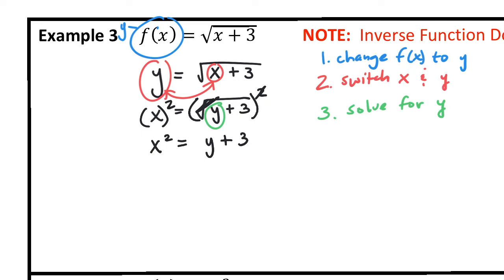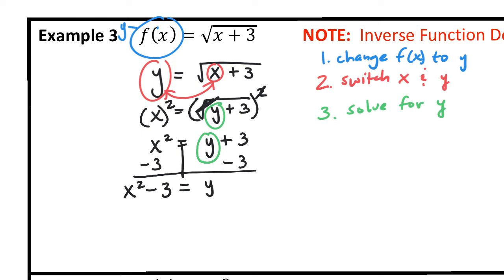And so we still need to solve for y. So the opposite of adding is subtracting. So we're going to subtract 3 on both sides. You can't subtract x squared with minus 3, so we're just going to keep them. We're going to copy them and keep them separated. And so we solved for y.